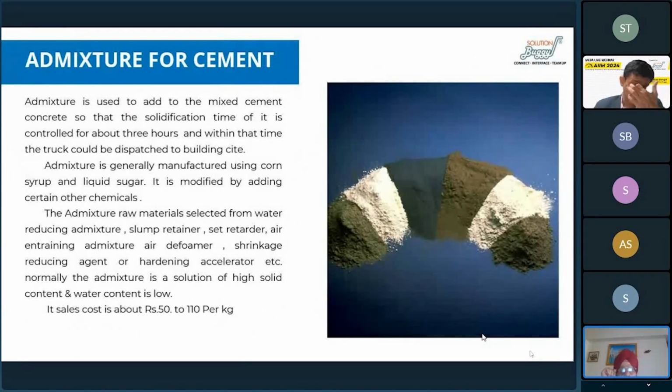So this admixture is now mostly used in all the industries, so that they just have to take the concrete and put it in the building, and it will settle accordingly in the shortest time. So this time gap is required where admixture is added in the concrete. And the cost is about 50 to 100 rupees per kg.